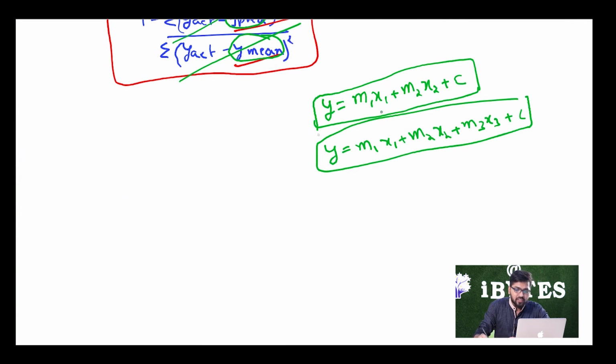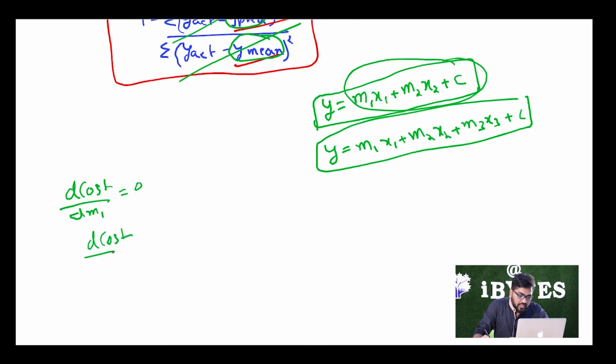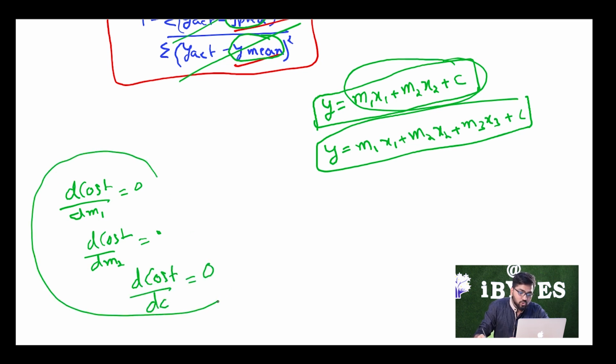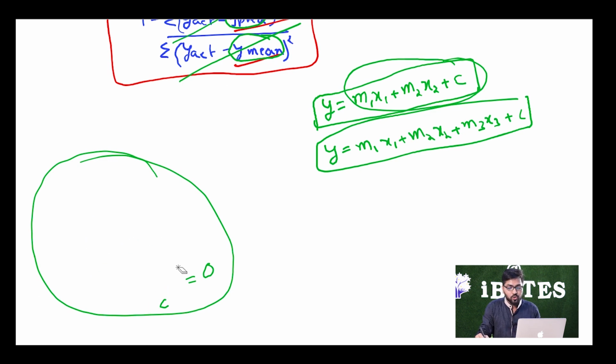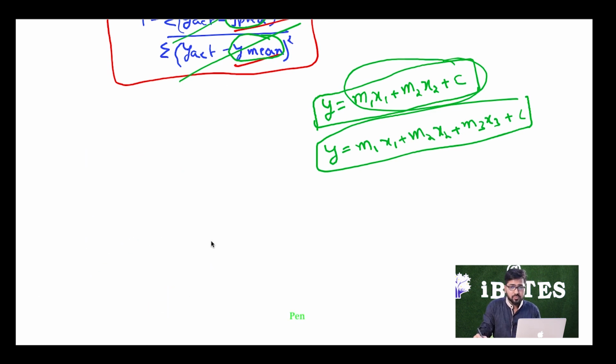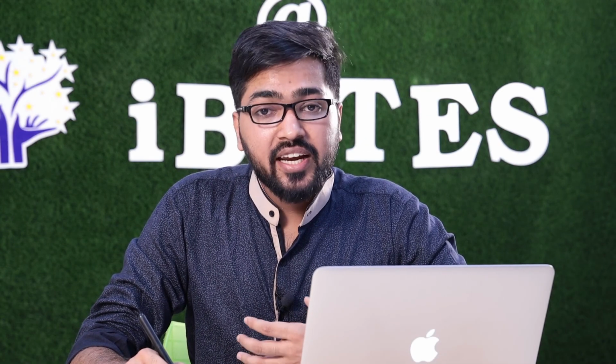Basically I am saying that if I have this equation, I will have to do something like this: d cost by d m1 is equal to 0, then d cost by d m2 is equal to 0, and then d cost by dc is equal to 0. Now I will have to solve these equations. Solving these equations in 3 variables is obviously going to be a little hard compared to 2 variables. It's going to get tougher and tougher with more variables. So an alternative method to solve this is gradient descent, which we are going to discuss in the next video.